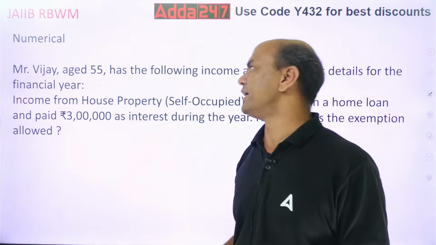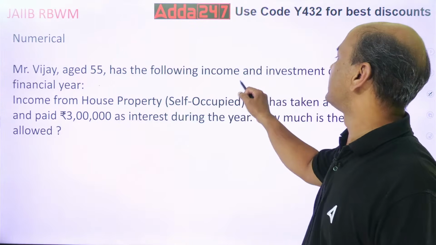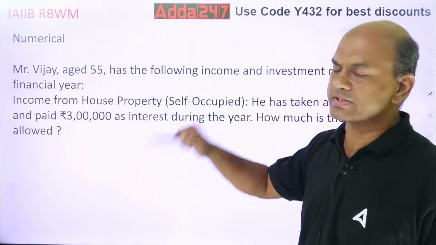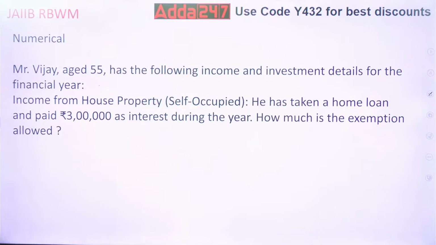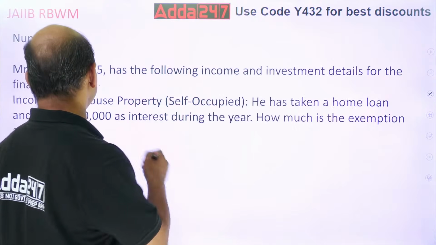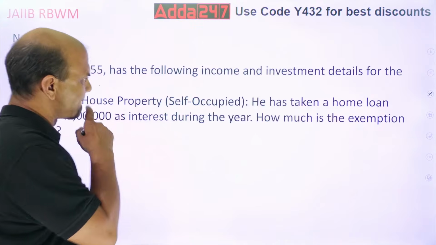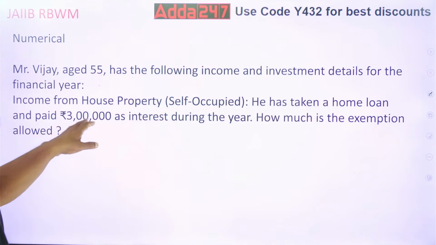Mr. Vijay, aged 55, has the following income and investment details for the financial year. Income from house property, self-occupied. He has taken a home loan and paid rupees 3 lakh as interest during the year. So let me write this amount: income from house property, 3 lakh he has paid as interest.